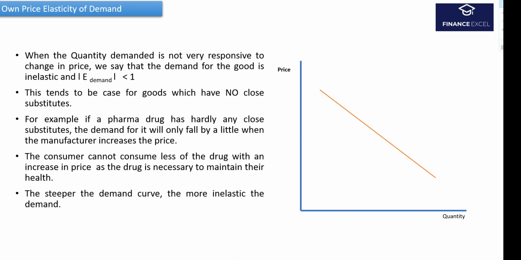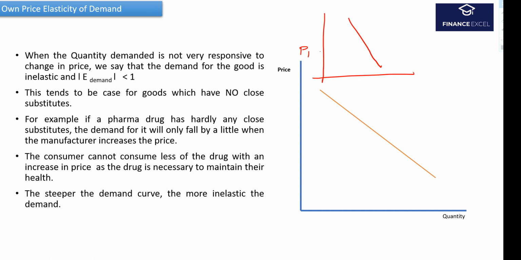Now, coming to the next slide. When the quantity demanded is not responsive to change in price, we say that the demand for the good is inelastic and the absolute value of elasticity of demand is less than 1. This tends to be the case for goods which have no close substitutes, say a pharma drug which has hardly any close substitutes. The demand will fall only by a little when the manufacturer raises the price. This makes much sense because consumers cannot consume less of a drug with an increase in price, because that drug is necessary to maintain their health. So when a good has no close substitutes, its demand tends to be inelastic. And guys, the steeper the demand curve, the more inelastic the demand.